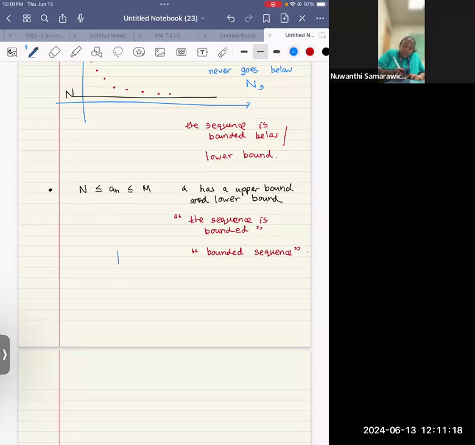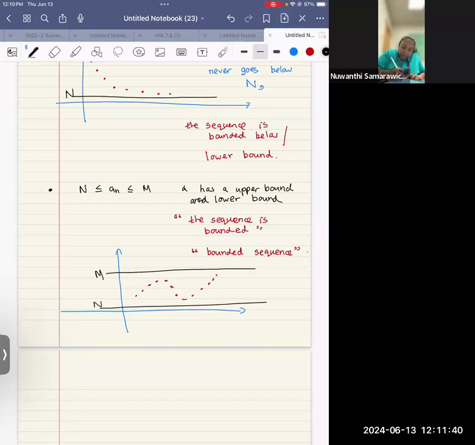Let's visualize this one. Your sequence will look like this now, but it has an upper bound, that is M, and also a lower bound, that is N. So if you have a lower bound and an upper bound, by looking at the graph, we can say this is a bounded sequence.